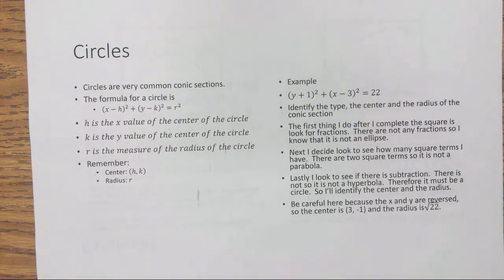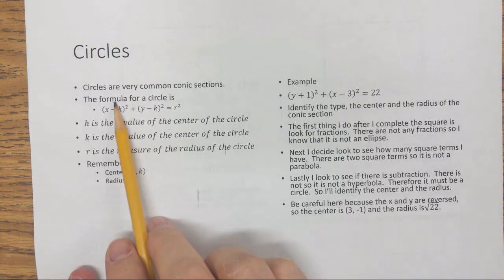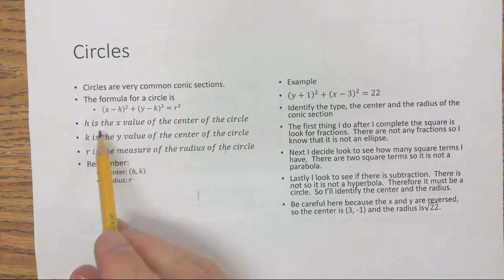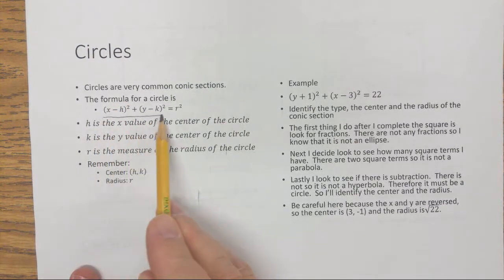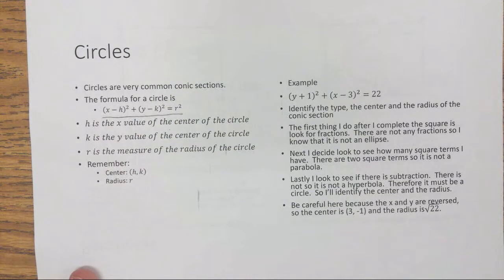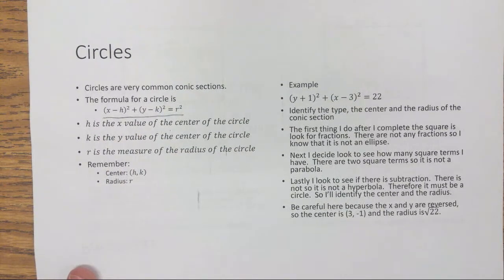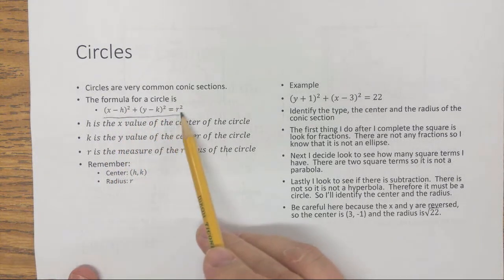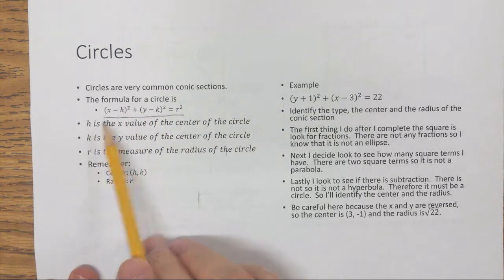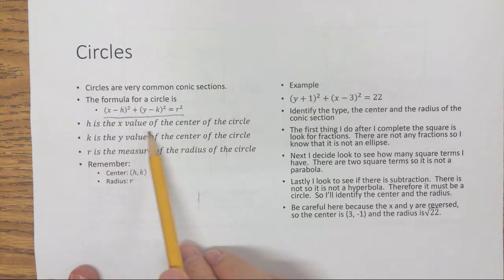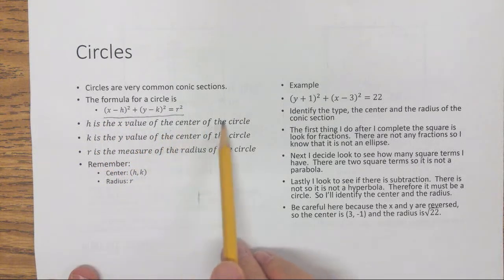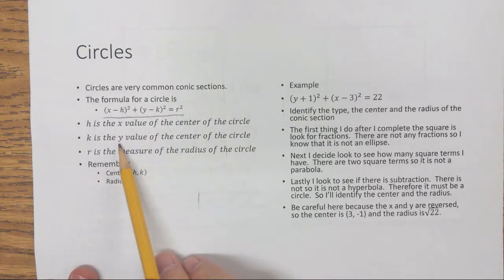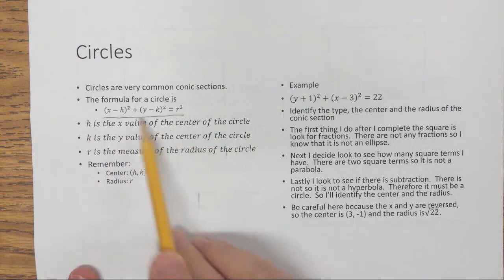So we've completed the square, we've done everything that we needed to do to get it in the form that we want, and this is the form for the circle right here. You might remember that from geometry. It was talked about in your geometry class. We got x minus h squared plus y minus k squared equals r squared. H, this value here, is the x value of the center of the circle, and k is the y value of the center of the circle.